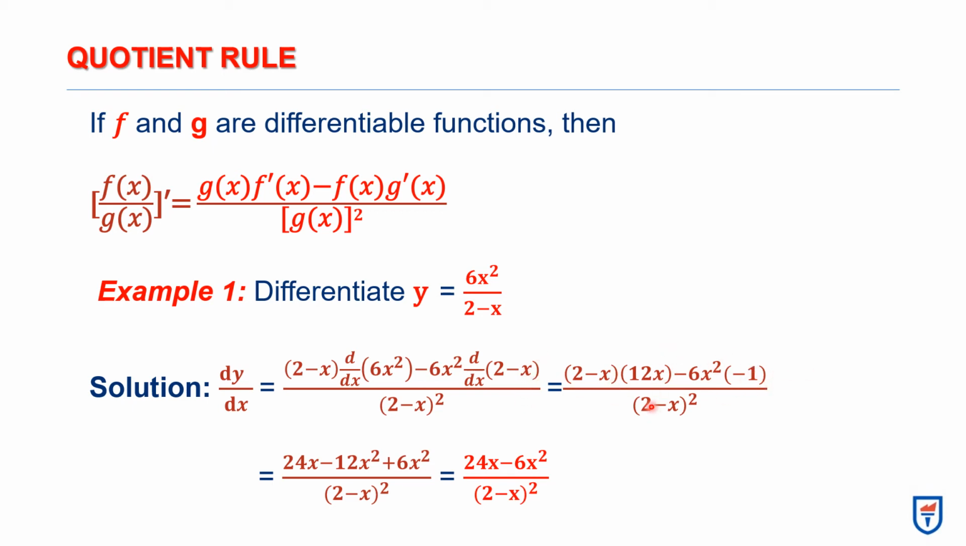So when we solve now, 12x times 2, to remove this bracket, we're going to get 24x, and 12x times minus x, we're going to get minus 12x squared. Then we say minus 1 times minus 6x squared, we're going to get plus 6x squared, divided by this function g, which is (2 minus x) to the power 2. Then we equate this and say 24x minus the like terms, 12x squared plus 6x squared, we're going to get 24x minus 6x squared divided by (2 minus x) to the power 2 as our final result of our derivative of our function y equals 6x squared divided by 2 minus x.